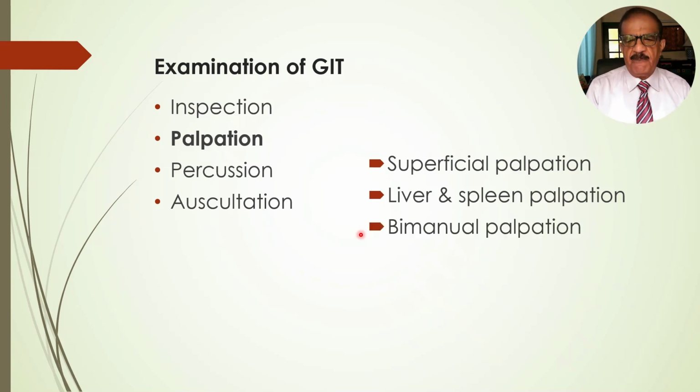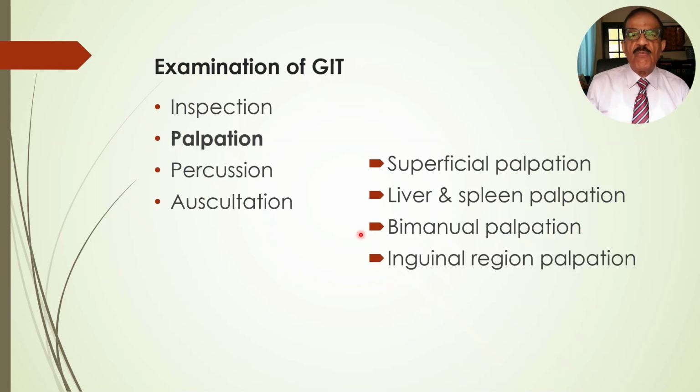Then bimanual palpation. Kidneys are not palpable, but if you do bimanual palpation, and this method I will demonstrate, with the left hand, you put your left hand behind the lumbar region and push that part forward and try to feel the abdomen, and if there is enlargement of kidneys, you may be able to palpate them. Kidneys are enlarged in some conditions, if there is a large kidney tumor, but more importantly, polycystic kidney disease. There may be bilateral enlargement of kidneys.